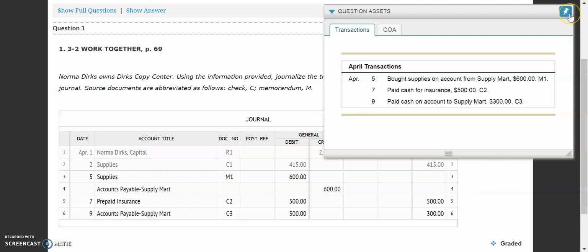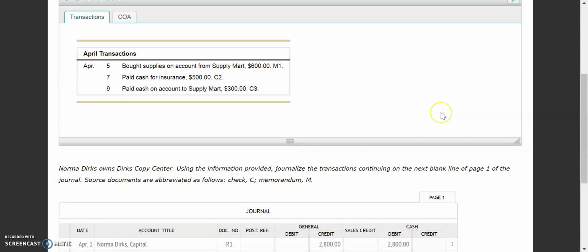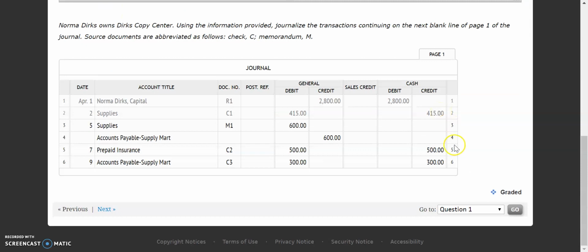Okay? So that is our 3-2 work together. You can head on over and complete your 3-2 on your own. Don't forget about your application and your terms and questions for this section.